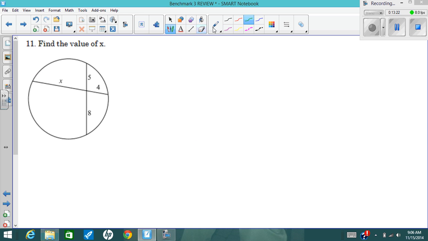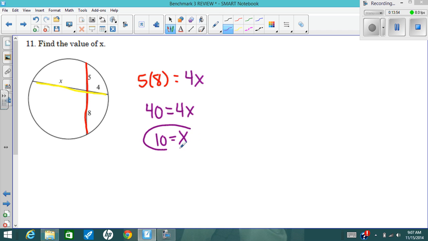Here I have lengths of segments, but this time these are chords, and the chords intersect inside the circle. So all I do is take the two smaller segments from one chord, so 5 and 8, and I multiply them together. I take the two small segments from another chord, 4 and x, and I multiply them together. And then I solve for x. So x is 10.